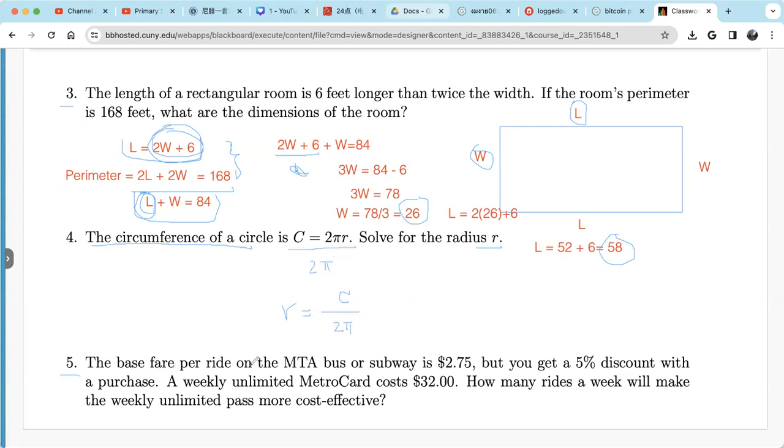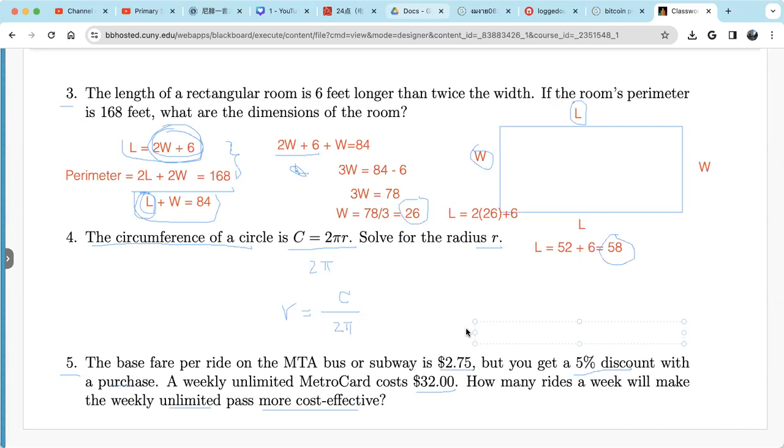The base fare per ride on the MTA bus or subway is $2.95. Actually, it's changed, right? Changed to be $2.90. But you get a 5% discount with a purchase. A weekly unlimited MetroCard costs $32. Right? How many rides a week will make the weekly unlimited pass more effective? More effective, right? So what do we do? We form an equation.